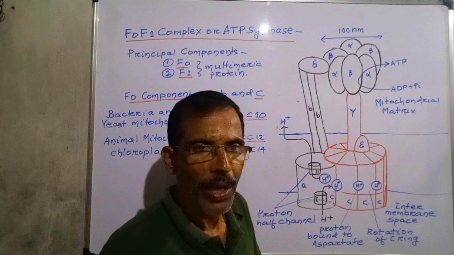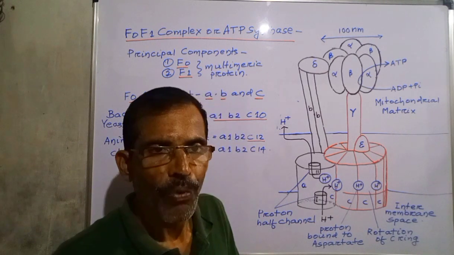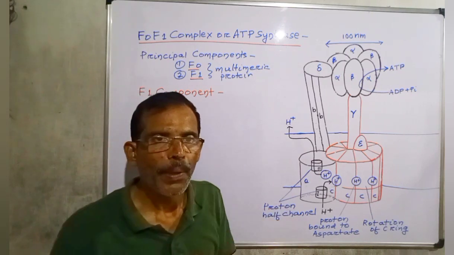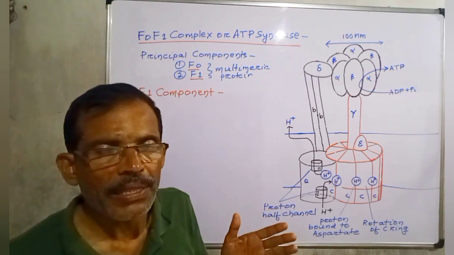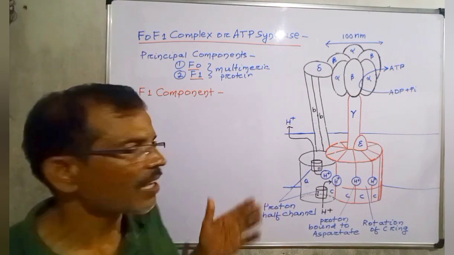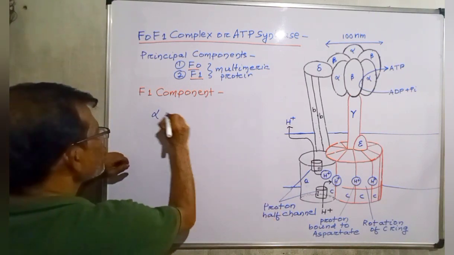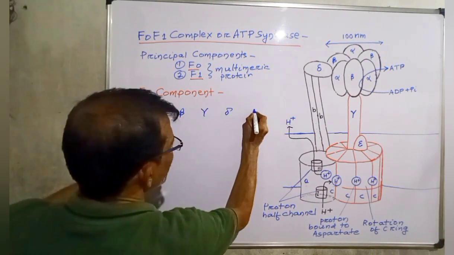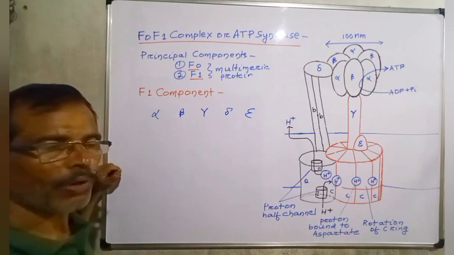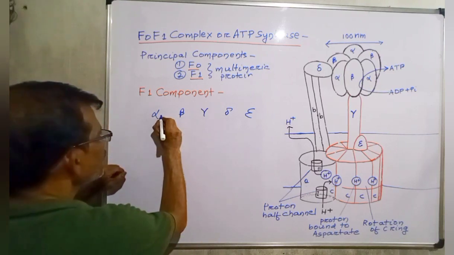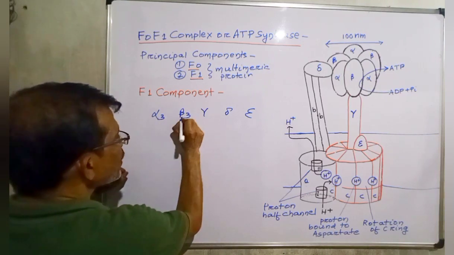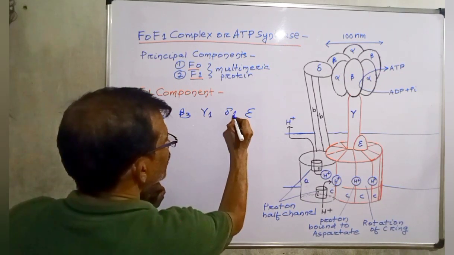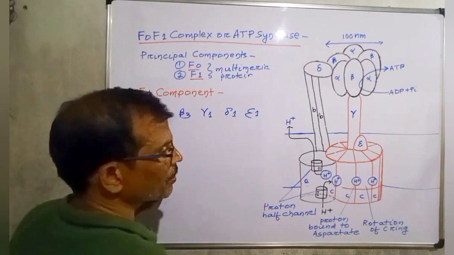The other component of the enzyme is F1. The F1 component is a water-soluble complex of 5 distinct polypeptides: alpha, beta, gamma, delta and epsilon. Each F1 complex contains 3 alpha and 3 beta subunits and 1 subunit each of gamma, delta and epsilon.